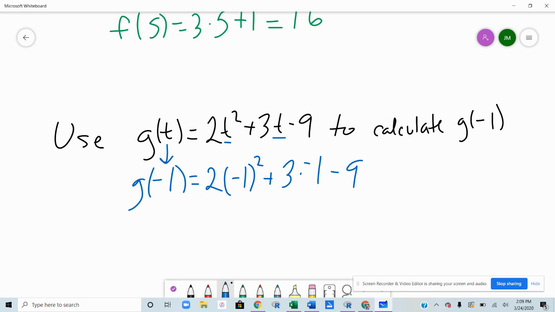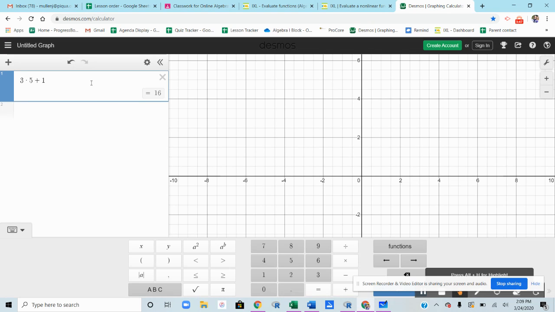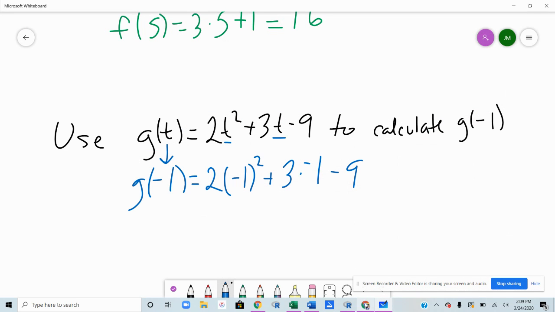And once again, you can just go straight to Desmos. You don't need to try and work that out on your own. So we've got 2 times negative 1 squared in parentheses for that negative 1 times negative 1 minus 9. I can go to Desmos. I can delete what I've got and I can type in 2 parentheses, negative 1. The squared is on the outside, plus 3 times negative 1 minus 9, and I get negative 10. So g of negative 1 equals negative 10.